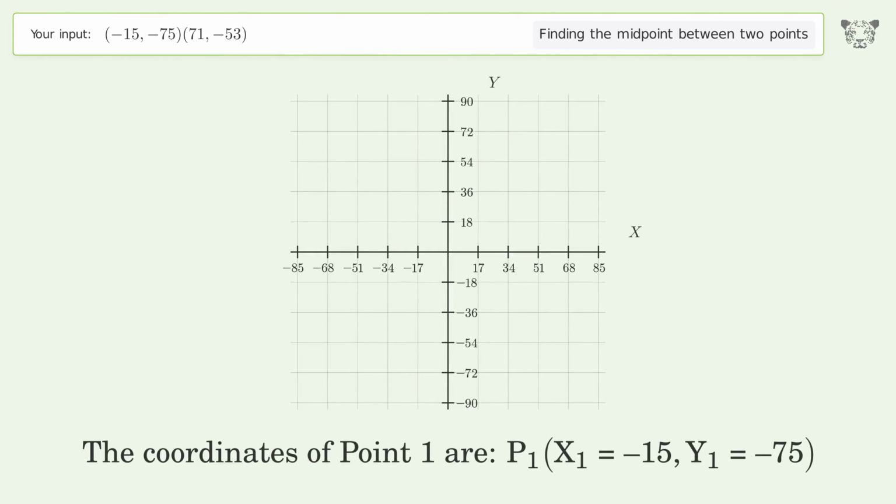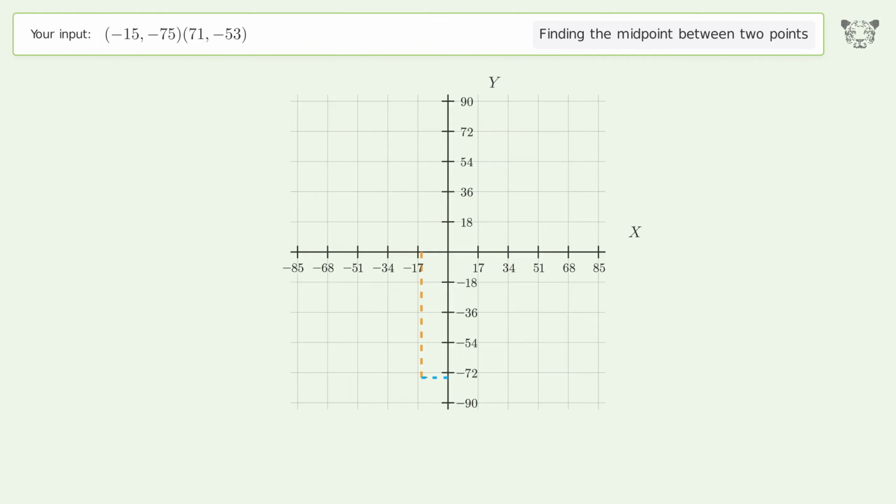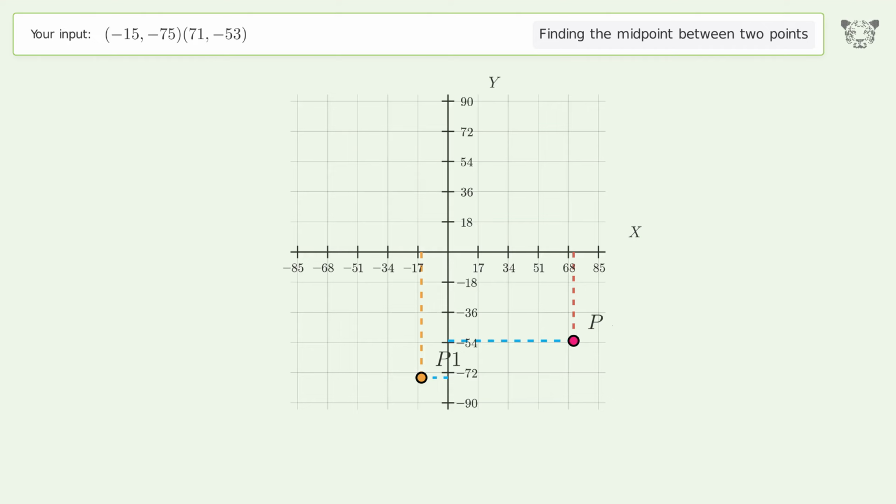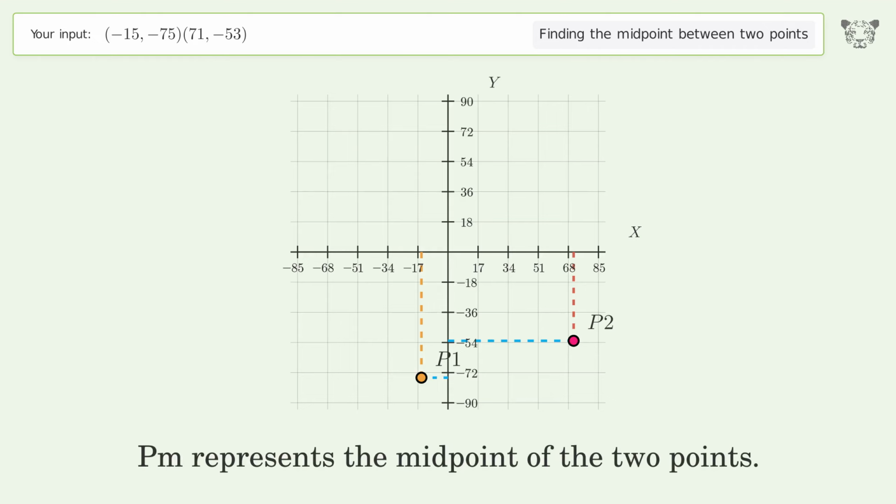The coordinates of point 1 are, x1 equals -15, y1 equals -75. The coordinates of point 2 are, x2 equals 71, y2 equals -53. PM represents the midpoint of the 2 points.